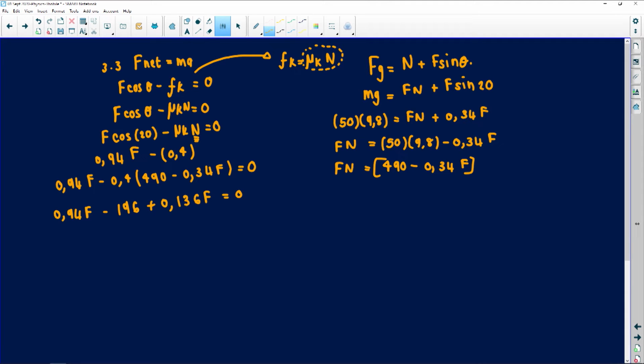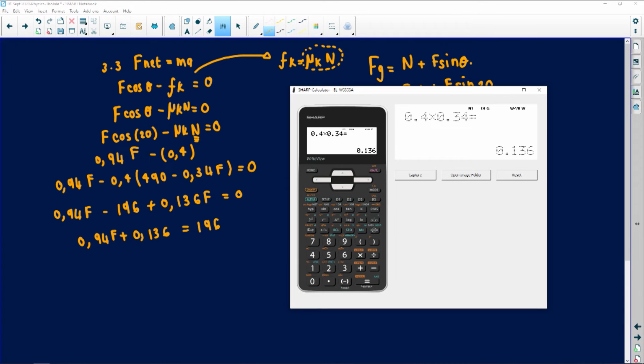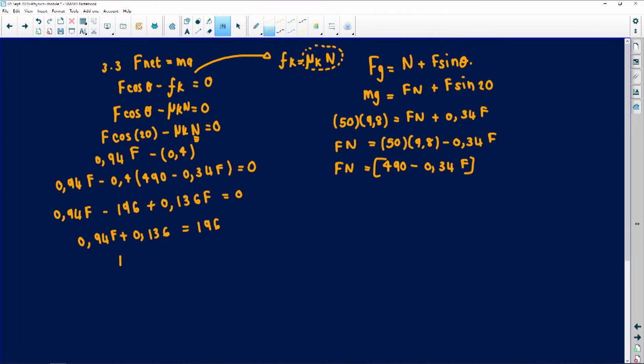Now I can move all my F's to one side. I'm going to have 0.94 on this side plus F plus 0.136 is all equal to, this number will jump the equation sign. Something jumps the equation sign, turns into a positive. This will be 196. Now let's see what we get here. So I've got 0.136. I must add 0.94. That is going to give me 1.076. Just not forget my F on this side.